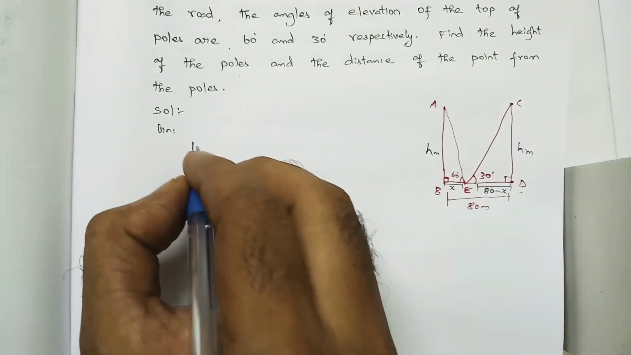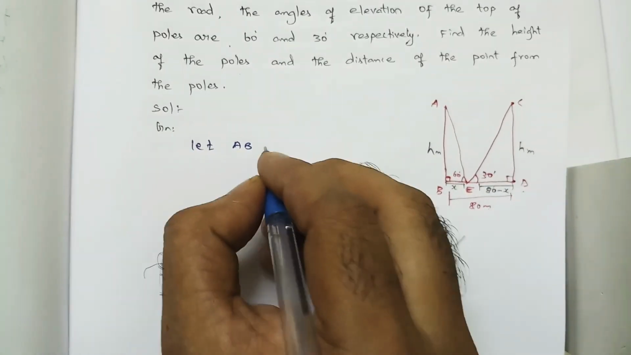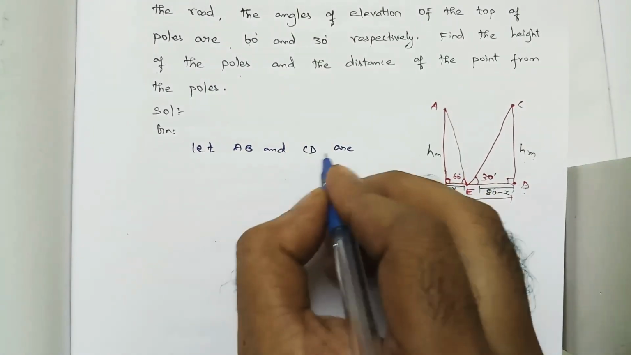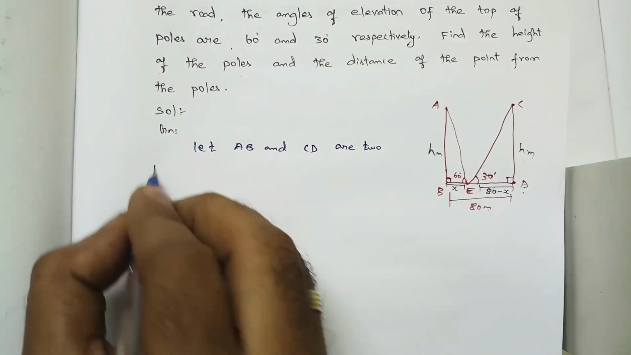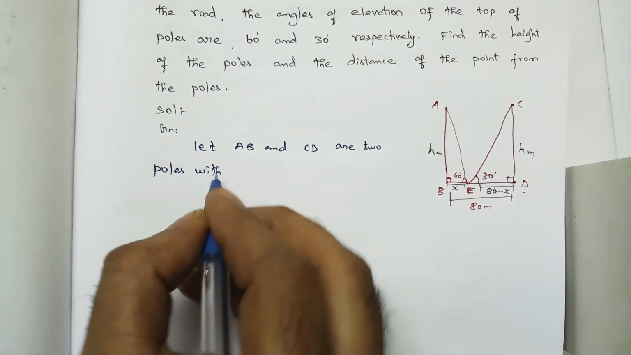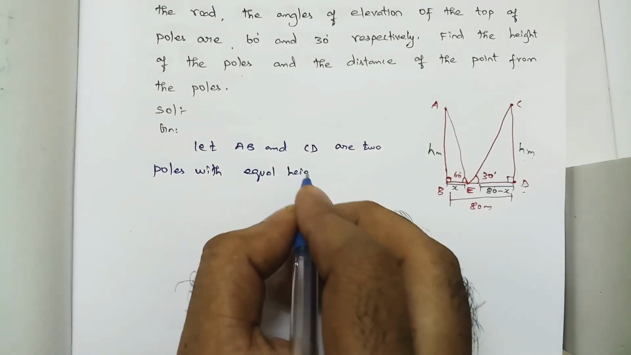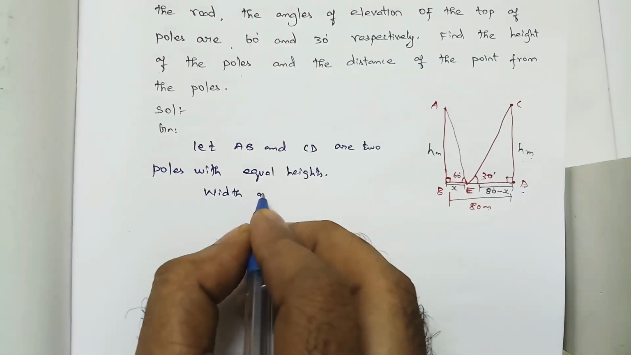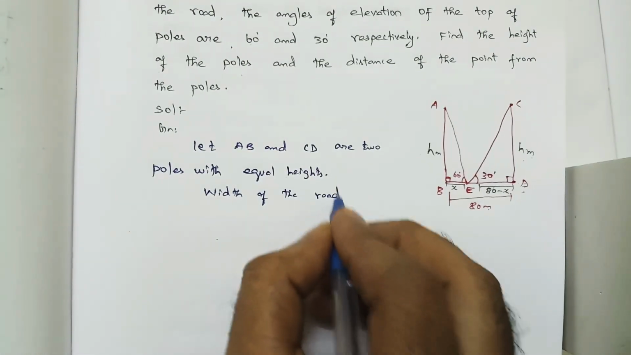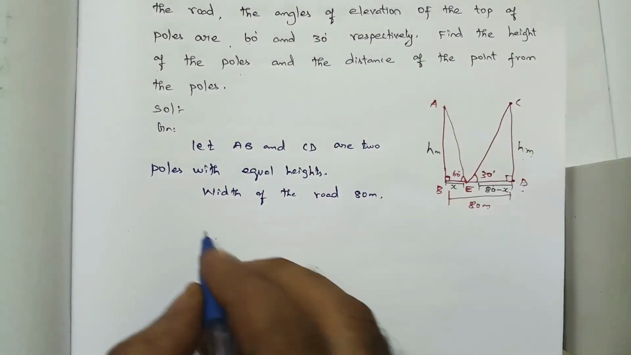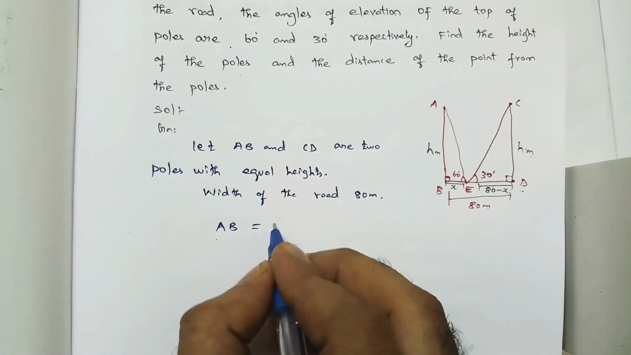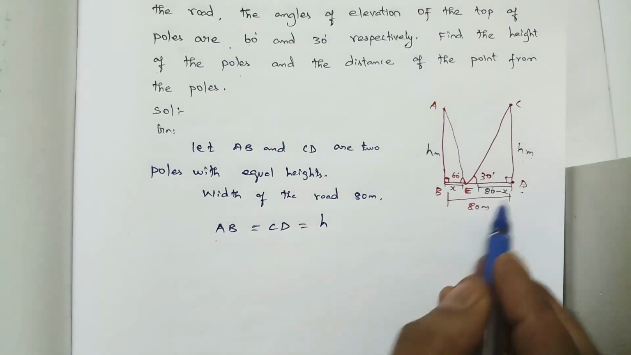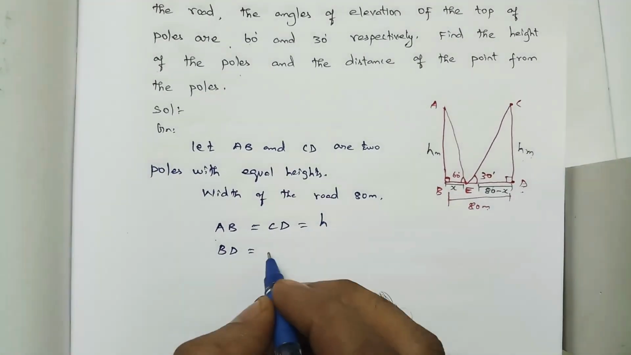I am just assuming that let AB and CD be the two poles with equal heights, right? And the width of the road is nothing but how much? Width of the road is nothing but 80 meter, right? So already I'm assuming that AB is equal to CD is equal to H meter, right? And BD is equal to 80 meter.